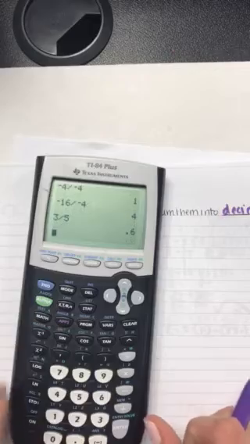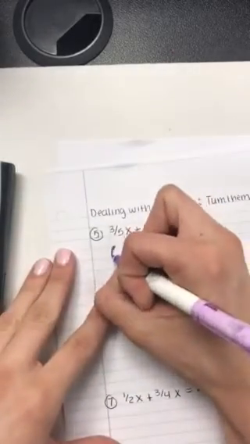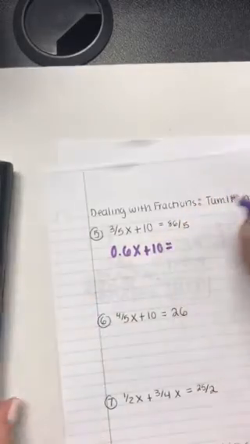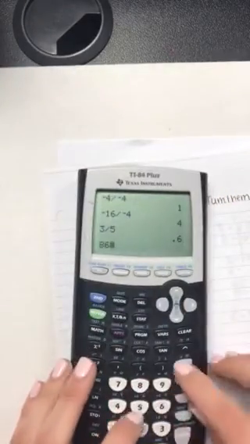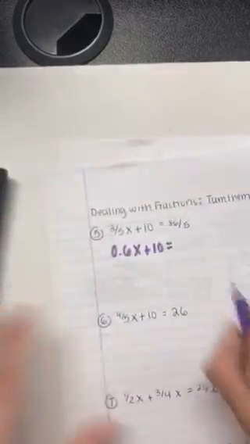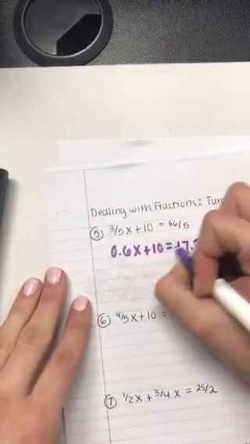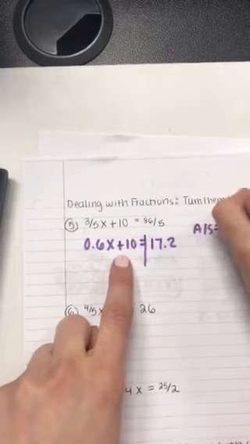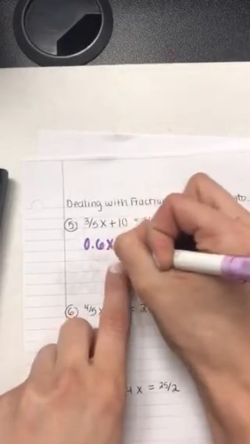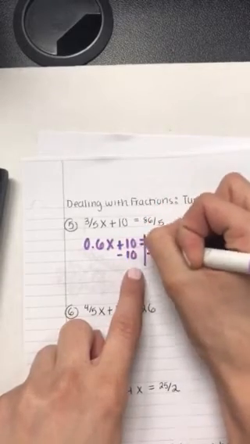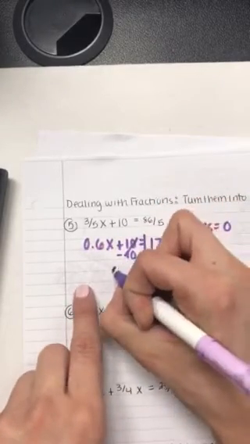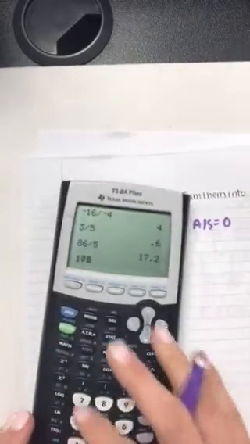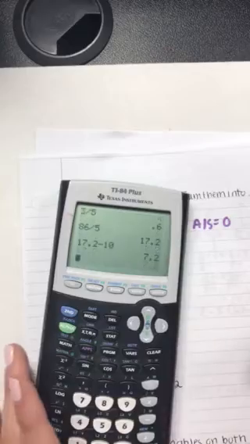3 divided by 5 is 0.6. So I'm going to write 0.6 so I don't mess up. Plus 10 equals, now I'm going to do 86 divided by 5. That gives me 17.2. To me, that looks way easier to deal with. I'm going to use addition and subtraction to make a 0. I'm going to subtract 10 on both sides. That gives me a 0, so I get 0.6x equals 17.2 minus 10 is 7.2.